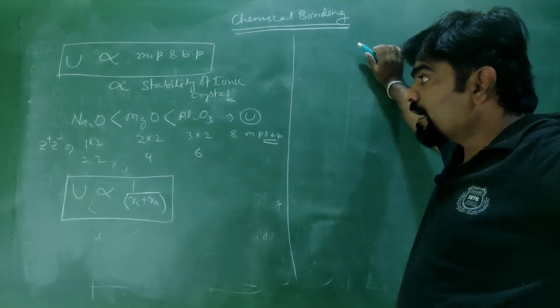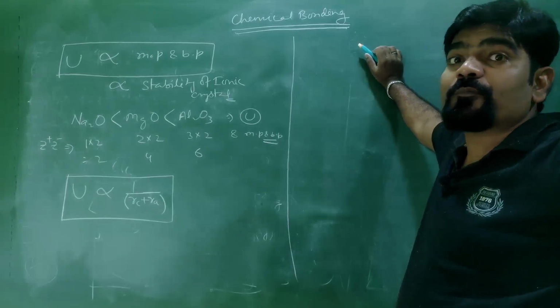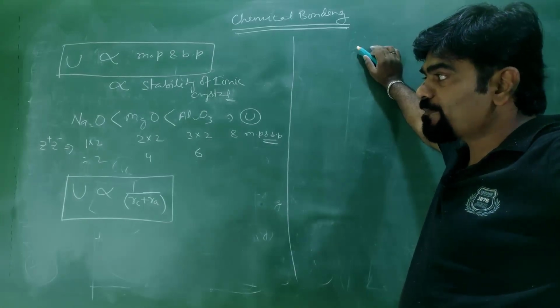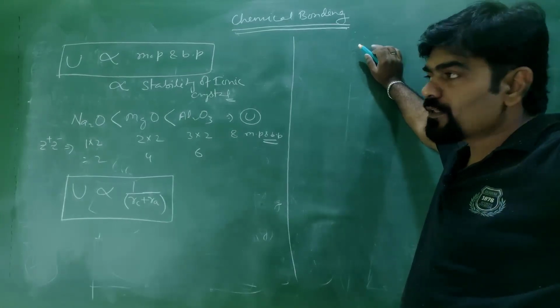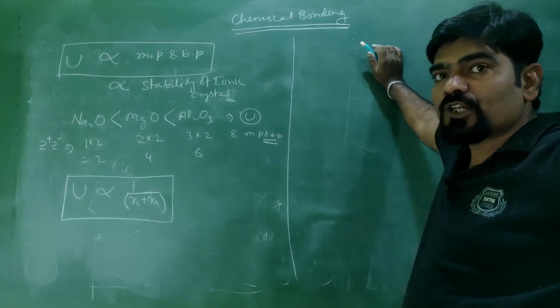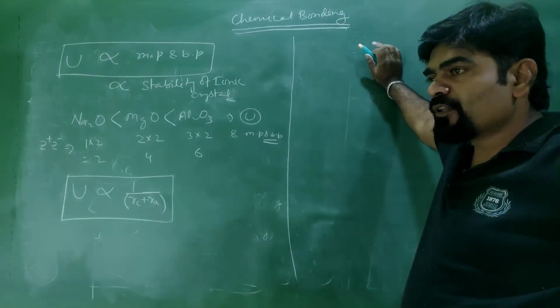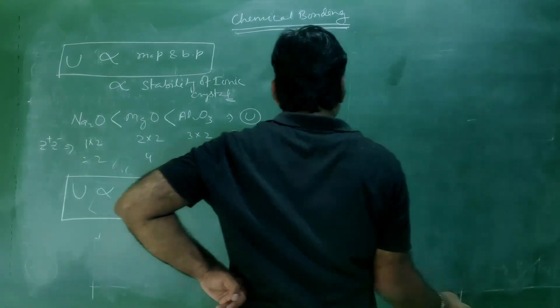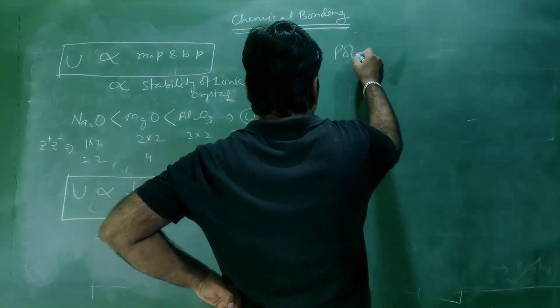Some of the ionic compounds are insoluble in water but soluble in organic solvent, and their solubility can be explained by using polarization. That is, the higher the value of polarization, the lower will be their solubility. Polarization stands for their covalent character. So now we will discuss polarization.